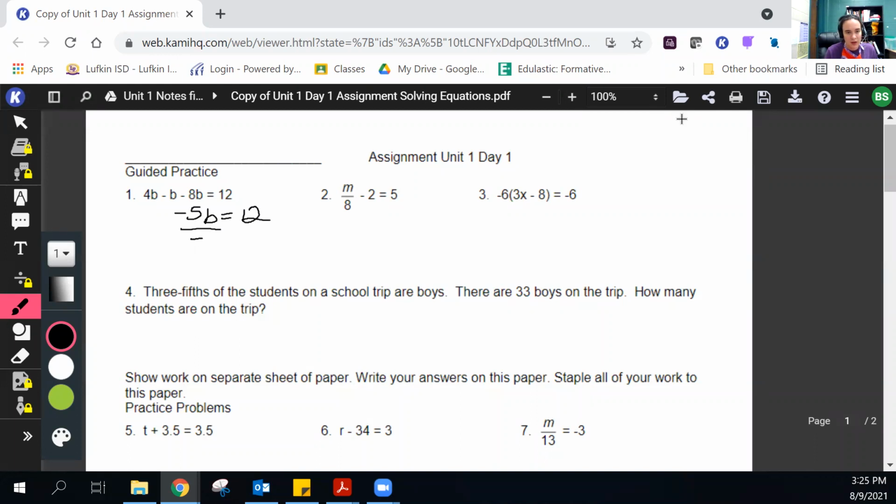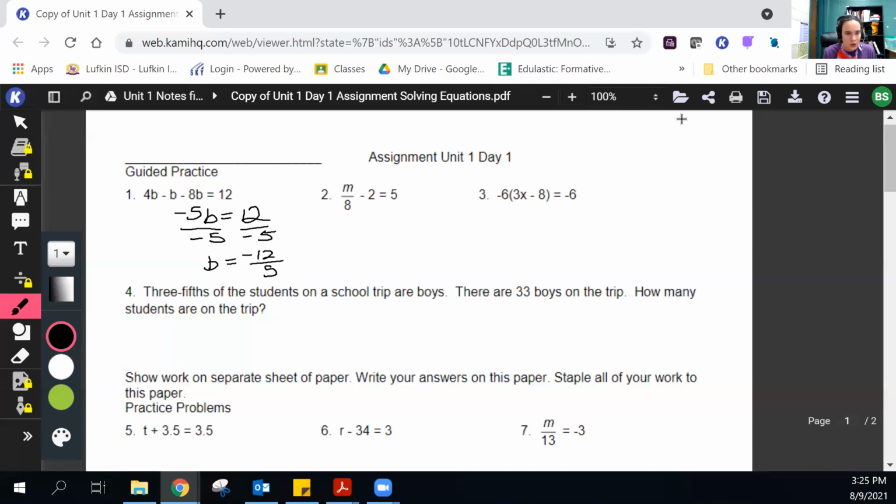We're going to divide that by negative 5, and that gets us b equals negative 12 fifths. Do leave it as a fraction. If it reduces, reduce it. This one doesn't reduce. This 12 is not divisible by 5.